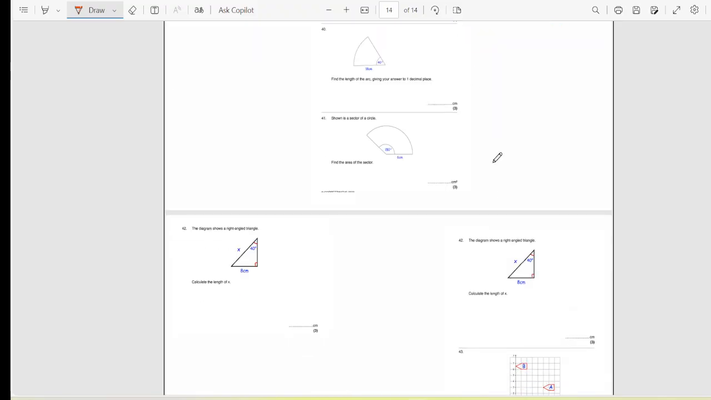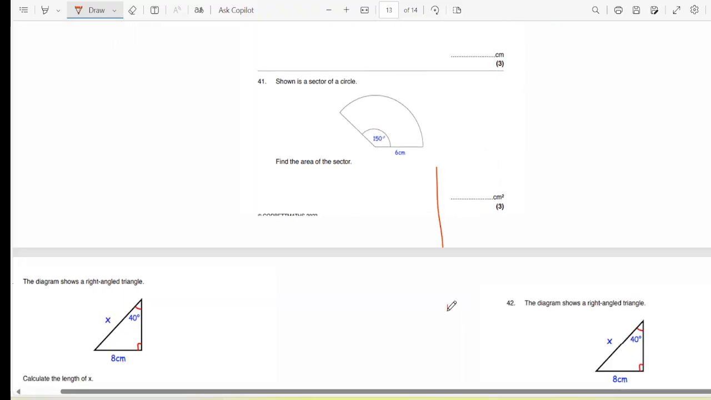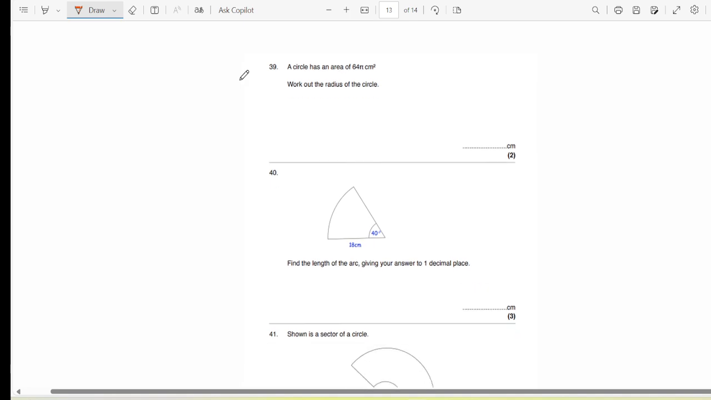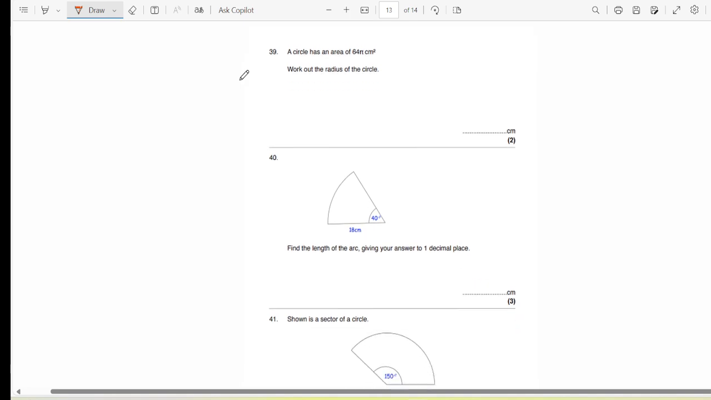So that's how we do it. Then let's move to the next question. It says a circle has an area of this. So the area of the circle is given. We have to find the radius.